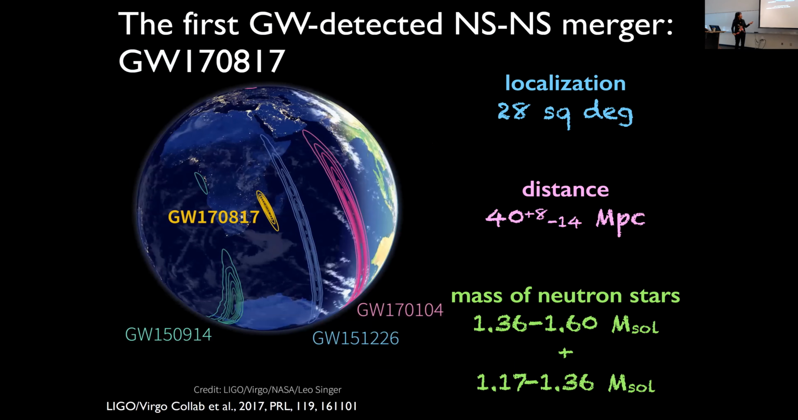Okay, so we detected a neutron star merger, 28 square degree localization, very nearby, and these are the mass ranges of the neutron stars. This is what I'll be focused on, and the long-term evolution of its relativistic outflow.